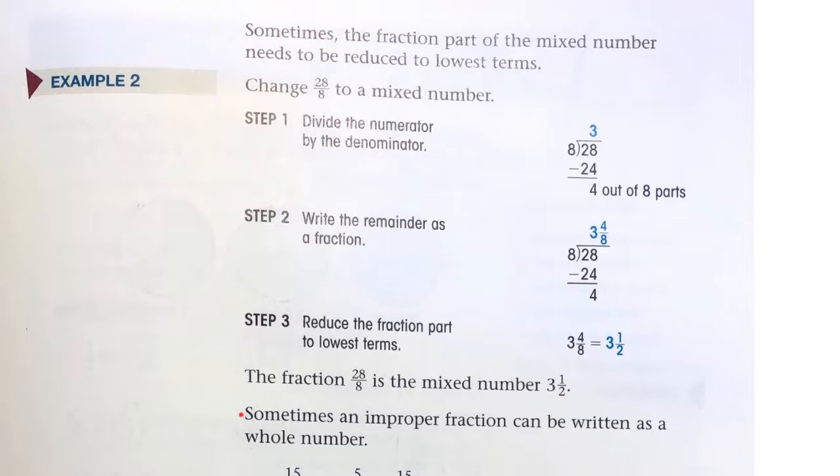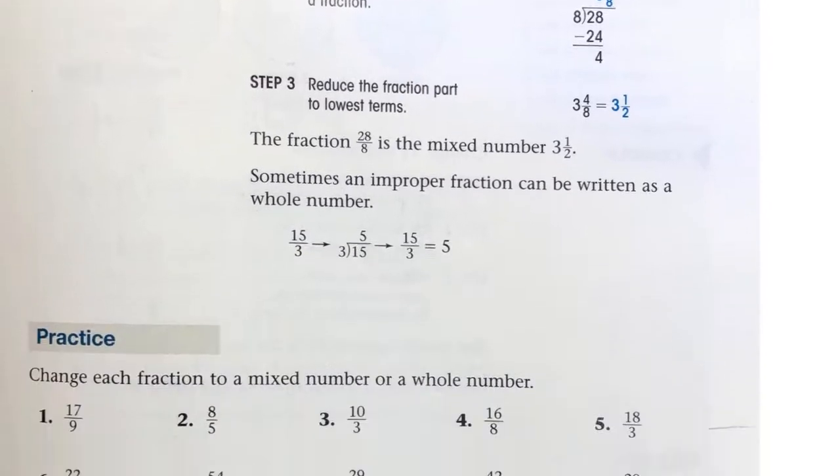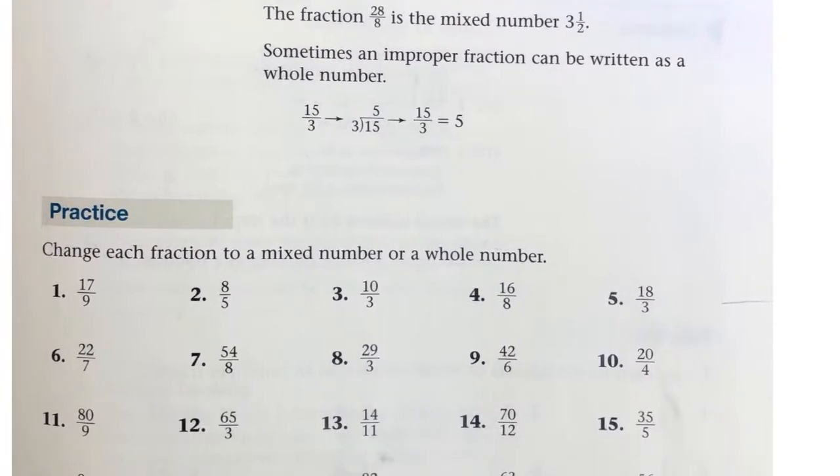Sometimes an improper fraction can be written as a whole number. 15 over 3. The number on top goes in the shop. The number on bottom does the dividing. So 15 divided by 3 is 5, because 5 times 3 is 15. So 15 over 3 equals 5.